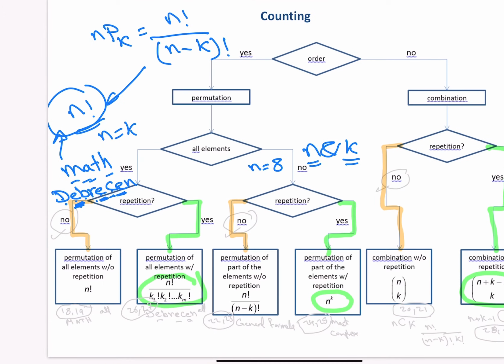We'll use all of them. We said all elements. All this branch are all elements. So n equals 8. K equals 8 because we'll use all of them. We'll use all the elements.